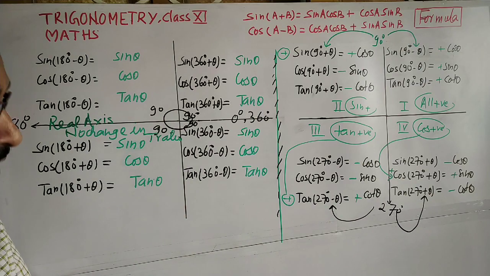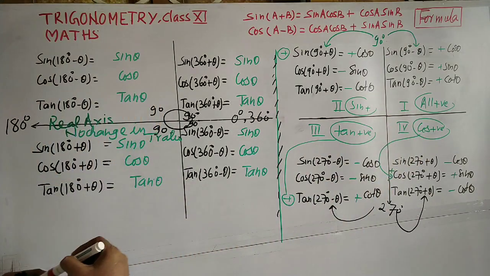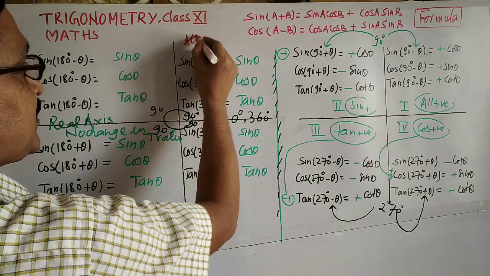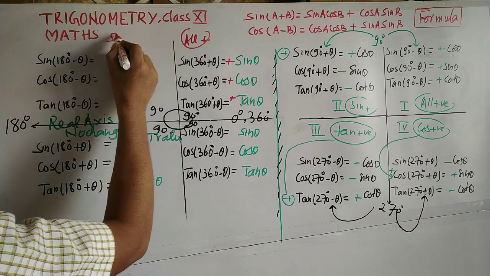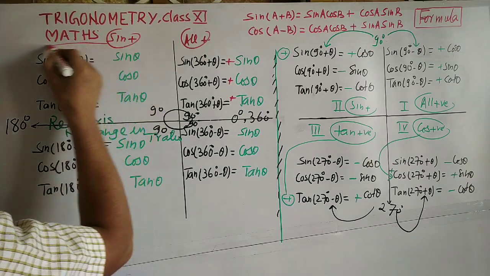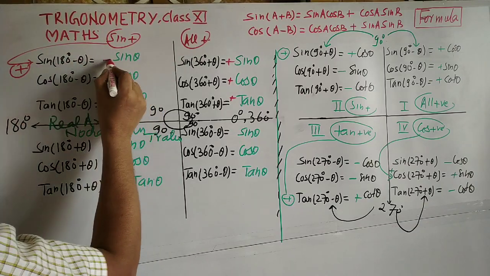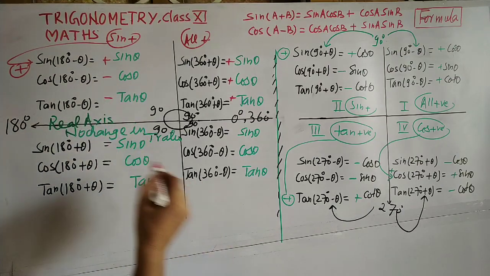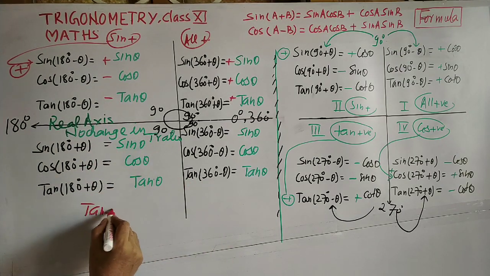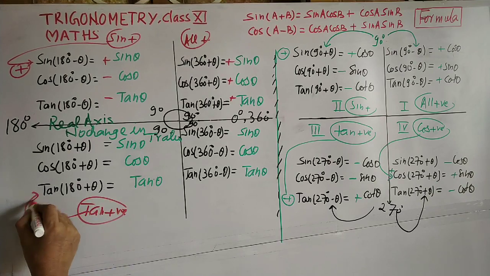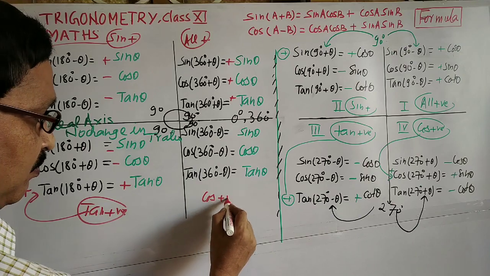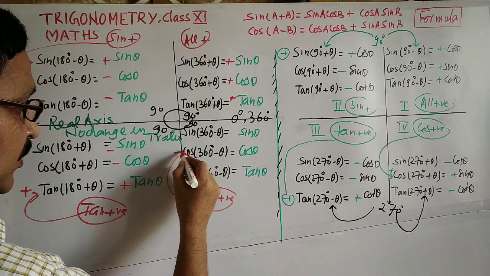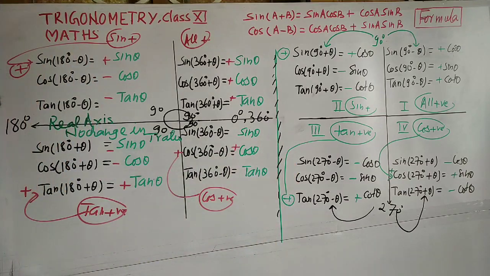Now the quadrant sign scheme is this: all positive, all plus. Now sine positive means this positive, others will be negative. Now tan positive means this positive, others will be negative. Now cos positive, so this positive, others will be negative. So many formulas you have remembered here.